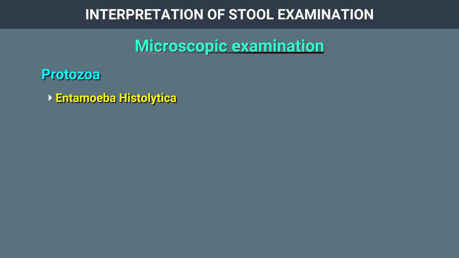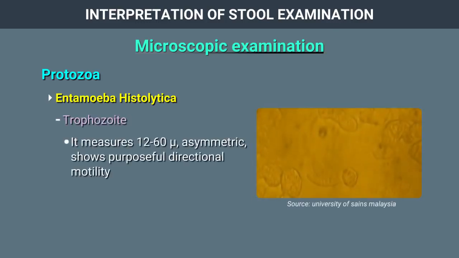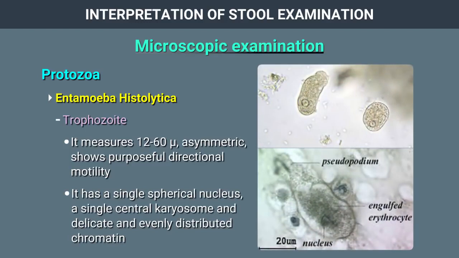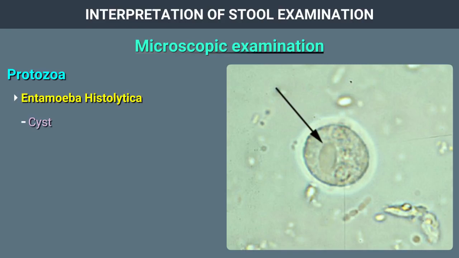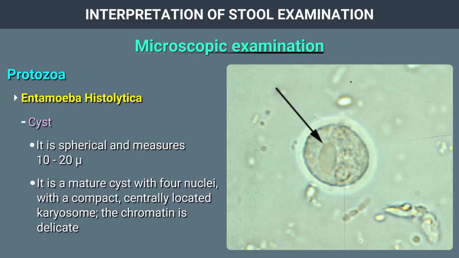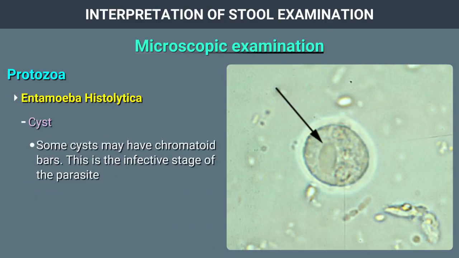Entamoeba histolytica, trophozoite. It measures 12 to 60 microns in size. It is asymmetric, shows motility and has a single spherical nucleus, a single central karyosome and delicate and evenly distributed chromatin. Cyst is spherical, measures 10 to 20 micron. It is a mature cyst with 4 nuclei with a compact centrally located karyosome. The chromatin is delicate. Some cysts may have chromatoid bars. This is the infective stage of the parasite.